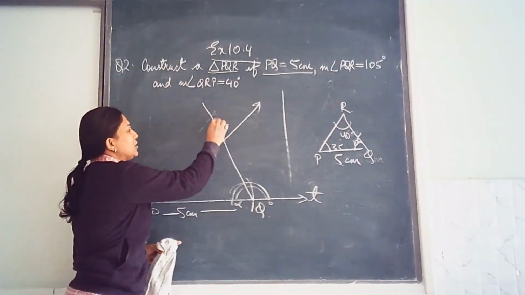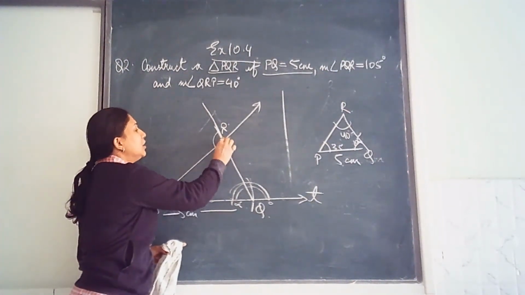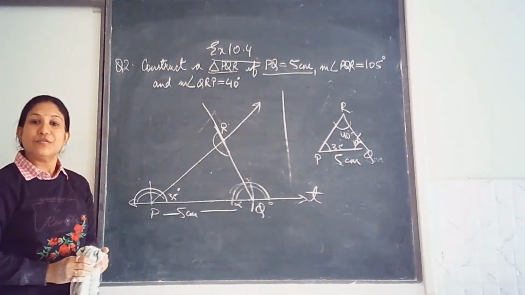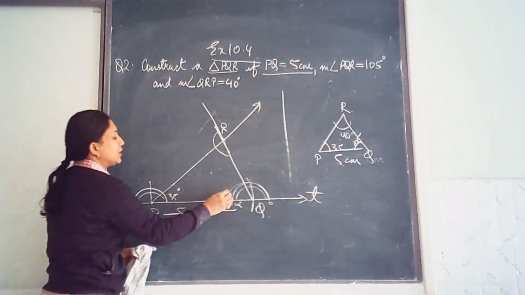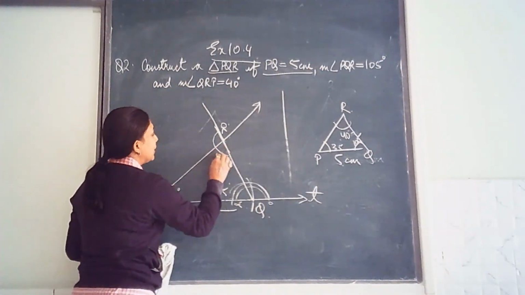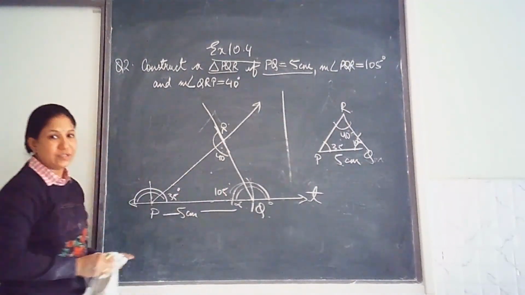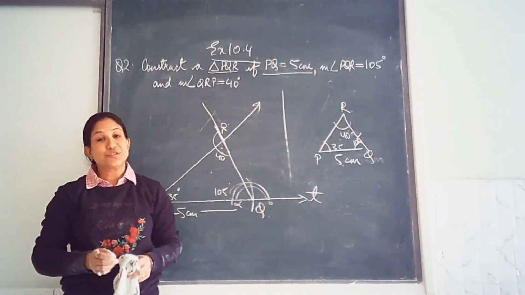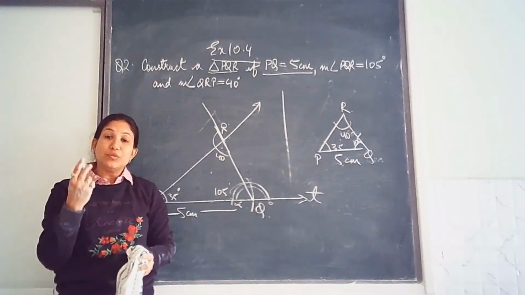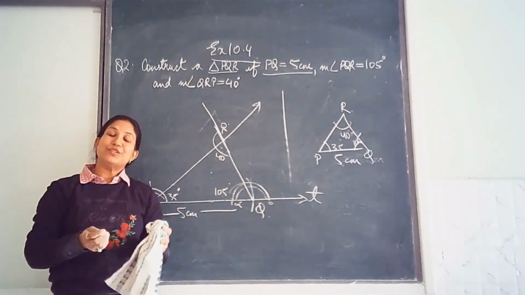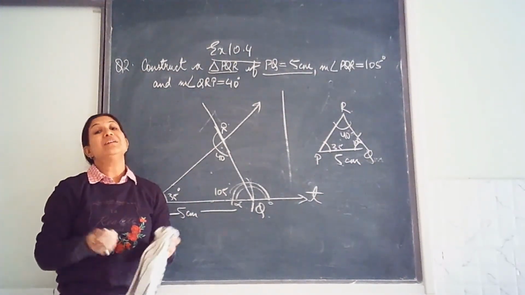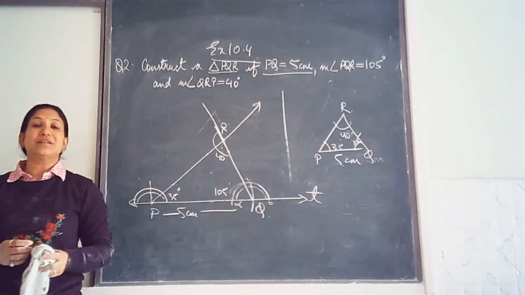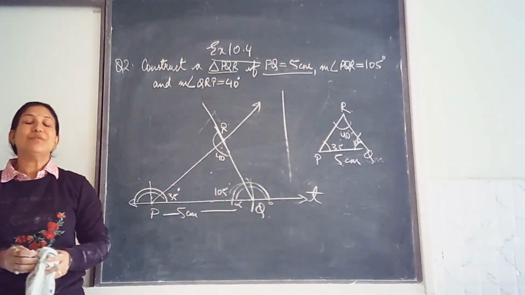And if you place a protractor here on this line, you will get this angle as 40 degrees. So this is the construction. This is 105 and this is 40 degrees. So this is how we can construct a triangle with two given angles where the side is not included, by finding the third angle by applying the angle sum property.